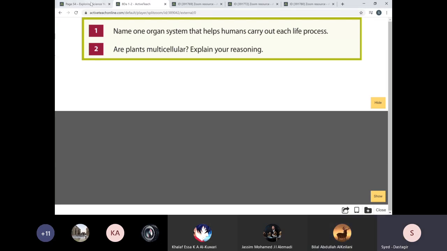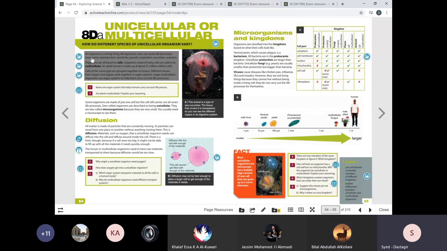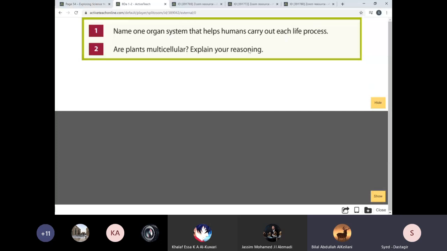So if we go back to our book, the life processes are here. So movement. We'll start with movement. Which organ system helps with movement? I don't know. Don't know? No. Say. What moves your muscles?